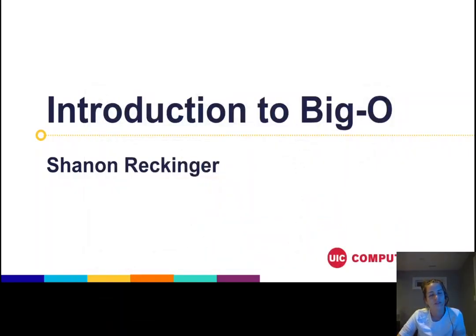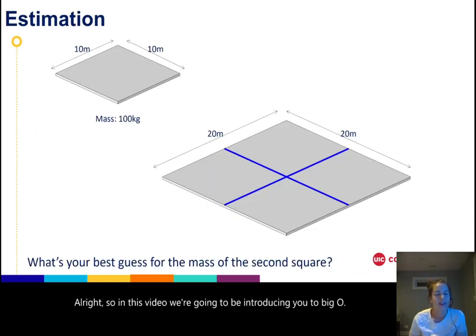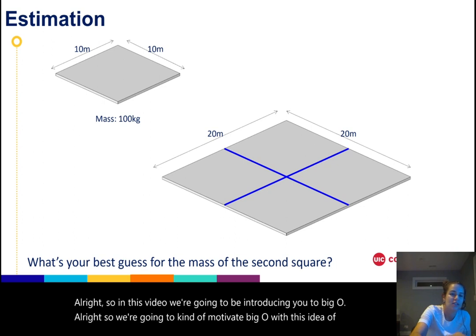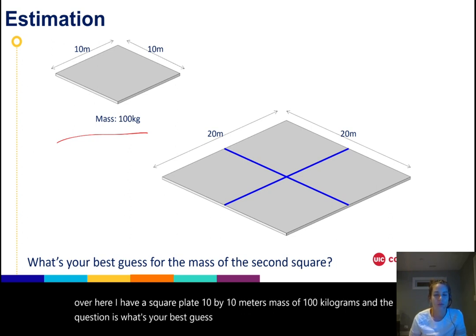Alright, so in this video we're going to be introducing you to Big O. We're going to kind of motivate Big O with this idea of estimation. Over here I have a square plate, 10 by 10 meters, mass of 100 kilograms. And the question is, what's your best guess for the mass of the second square?